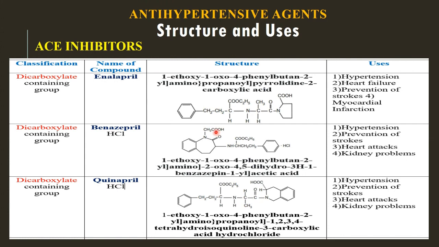The next compound is quinapril. Here also you can see dicarboxylate groups are present. It is 1 ethoxy oxo, then 4 phenyl butane, then 2 yl is present here, amino, then propanoyl, then 1, 2, 3, 4 tetrahydro, this is isoquinoline, and at the third position we have a carboxylic acid. So this is 3 carboxylic acid. Uses: management of hypertension, prevention of strokes, heart attacks, and kidney problems.